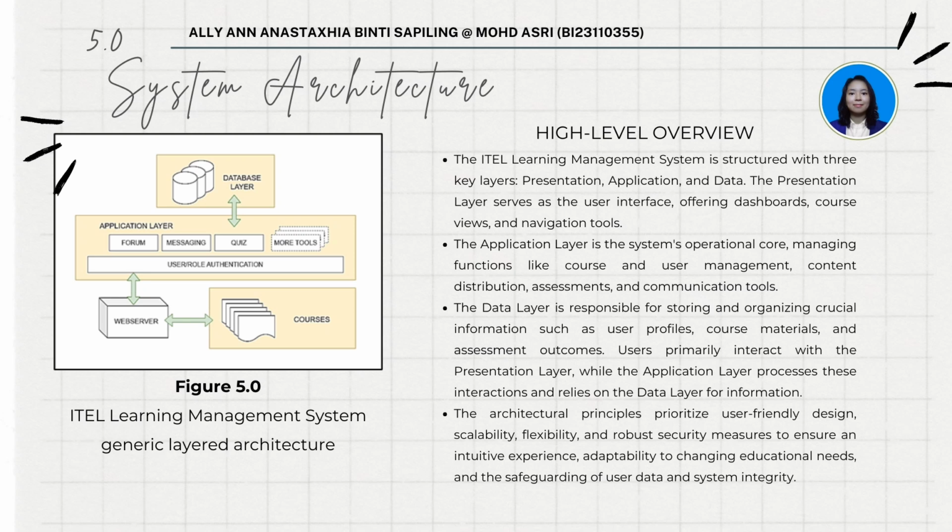Users primarily interact with the presentation layer, while the application layer processes these interactions and relies on the data layer for information. The architectural principles prioritize user-friendly design, scalability, flexibility, and robust security measures to ensure an intuitive experience, adaptability to changing educational needs, and the safeguarding of user data and system integrity.